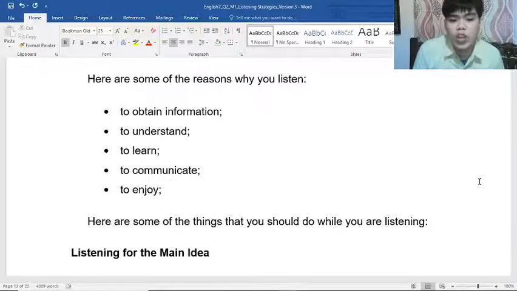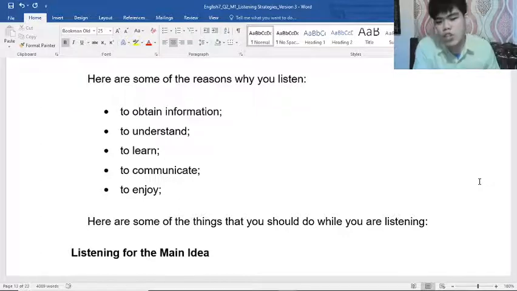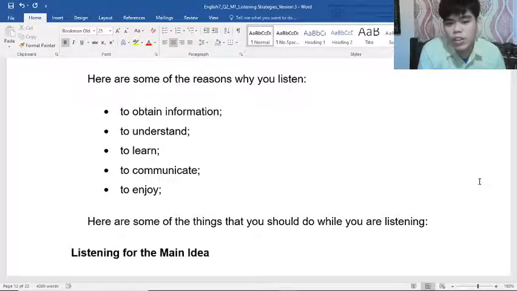And to enjoy. We listen to enjoy songs, raps, cartoons. So we listen to them. Why? Because we simply enjoy listening. It is much more common in listening to music. When we listen to music, we don't try to understand the lyrics. Some of us, like me, don't even try to memorize the lyrics. I only listen because the song is catchy or the song is wonderful.